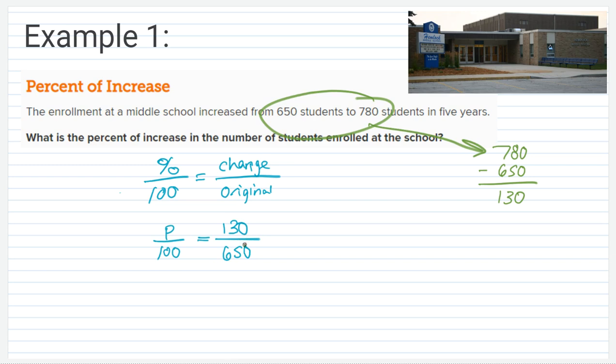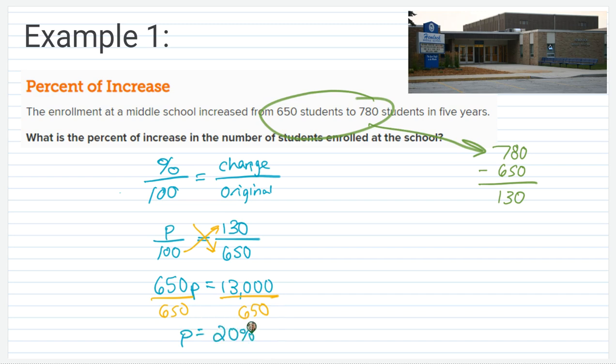And then at this point, we're just going to do cross products and solve. So we're going to do 650 times P, 100 times 130. We're going to end up with this equation, 650p equals 13,000. And then we're going to take 13,000 and divide it by 650. So we're going to divide both sides by 650. And we're going to find that our percent increase was 20%.